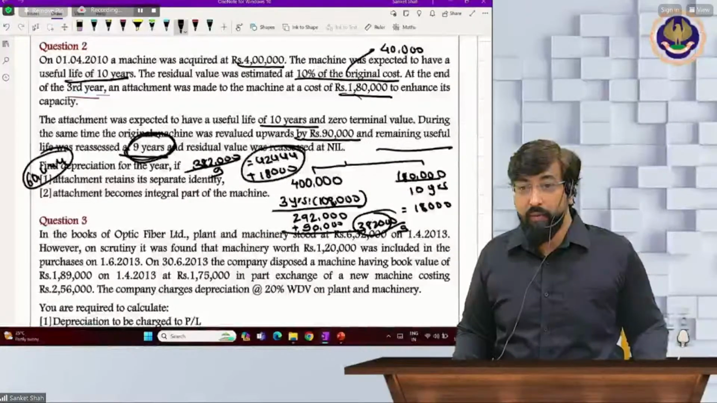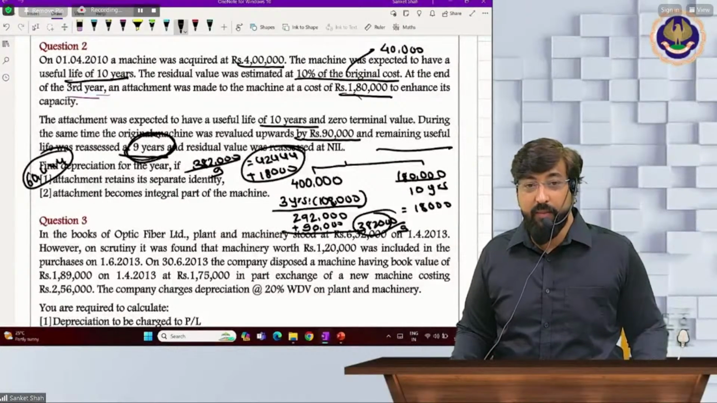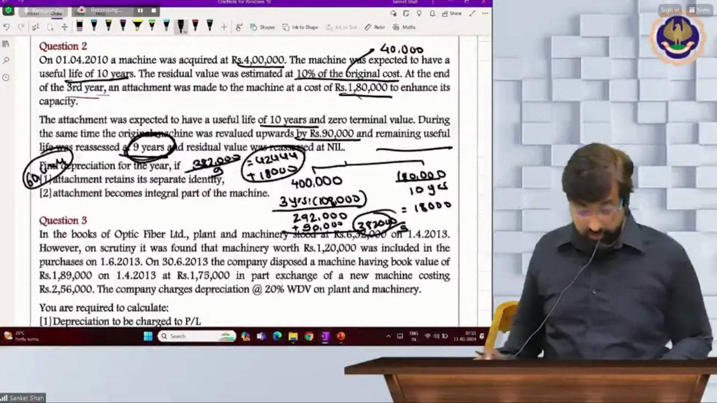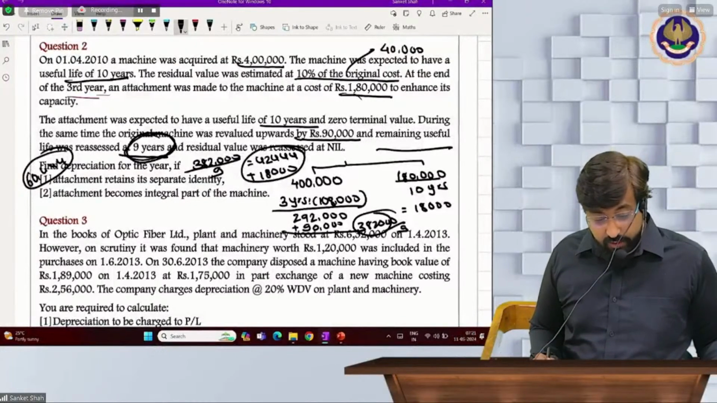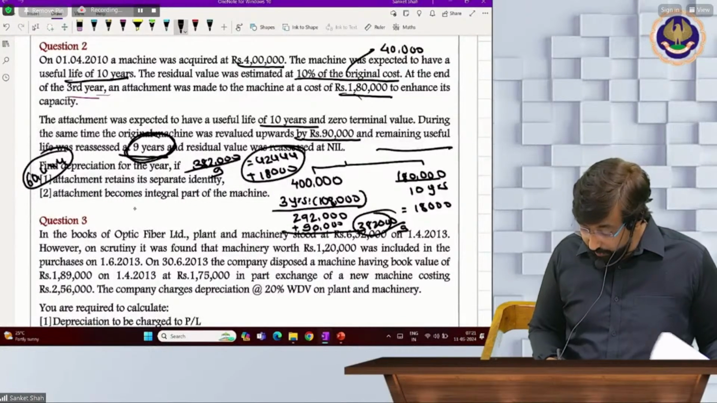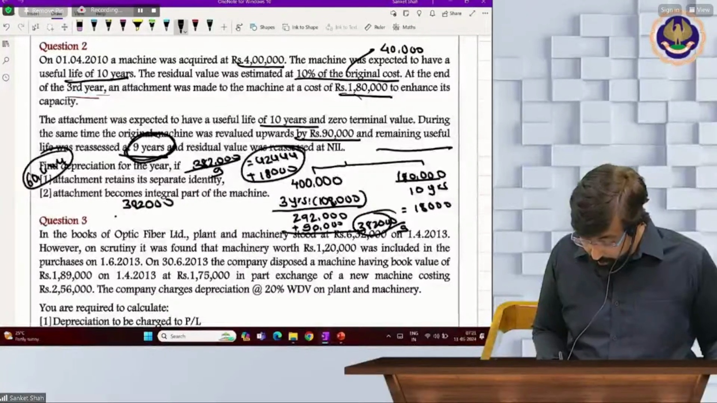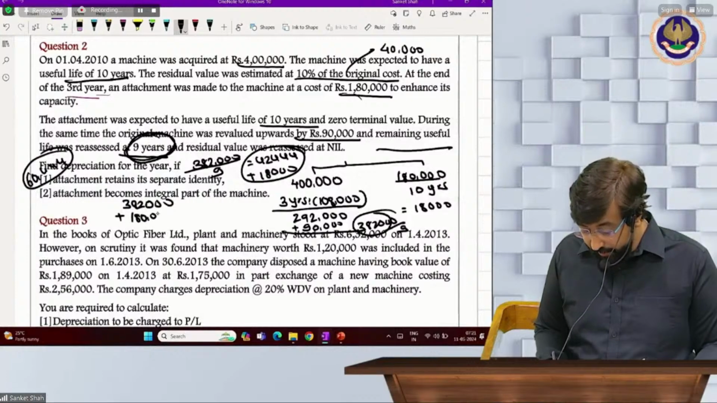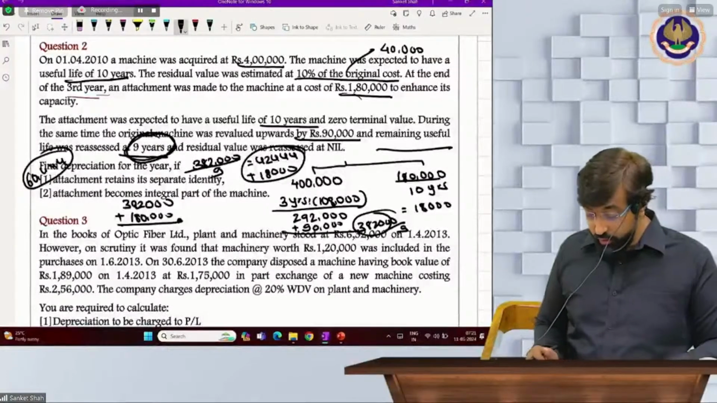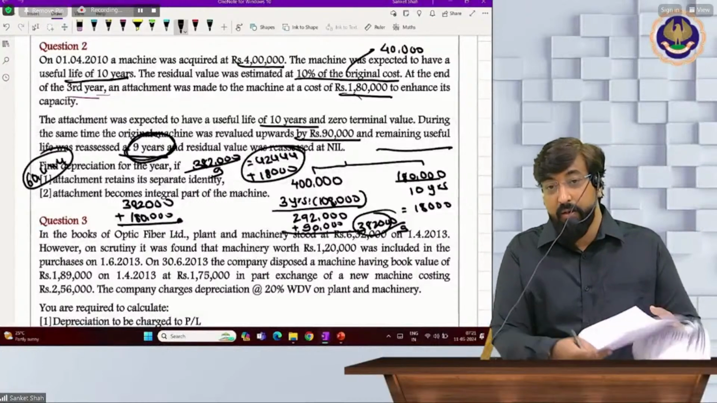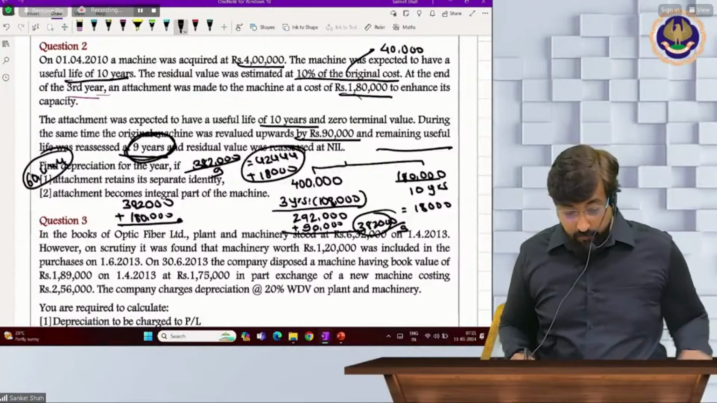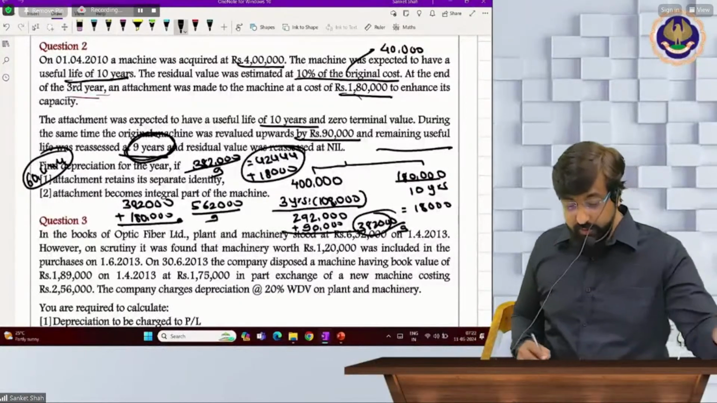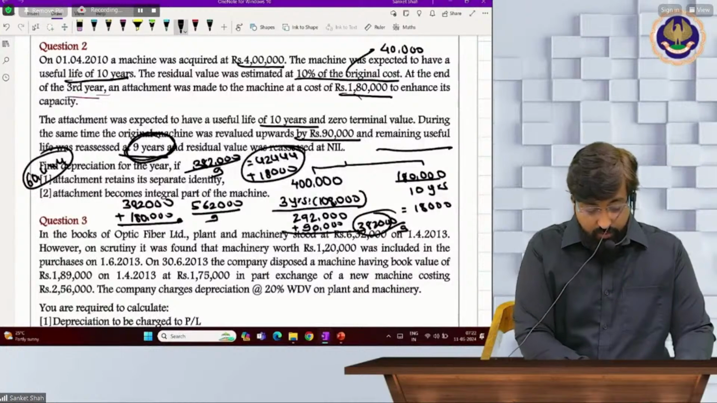And now, the second one: what if the attachment becomes an integral part of the machine? Tell me, what is the amount? 3,82,000 plus you added the machine of 1,80,000. So what is the total value? The attachment becomes an integral part, so the total amount is 5,62,000 divided by 9 years. It's very simple. 5,62,000 divided by 9 years.